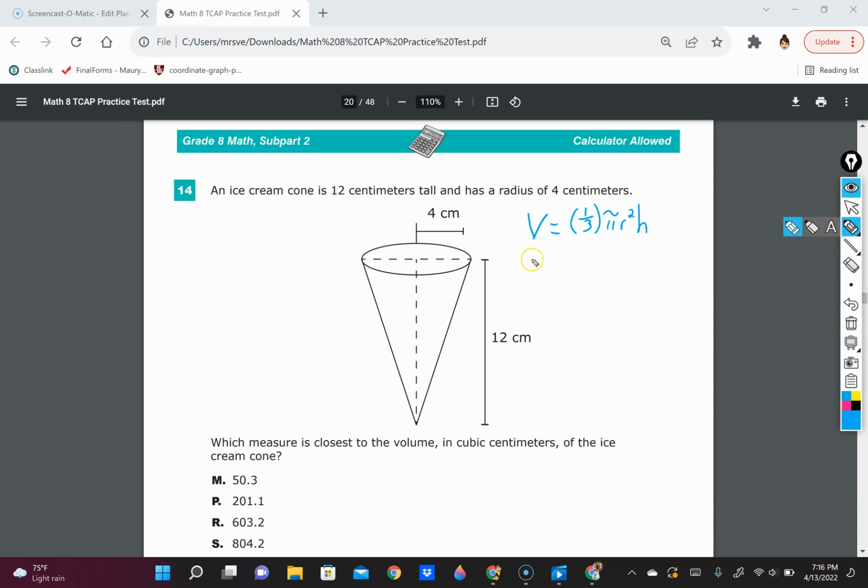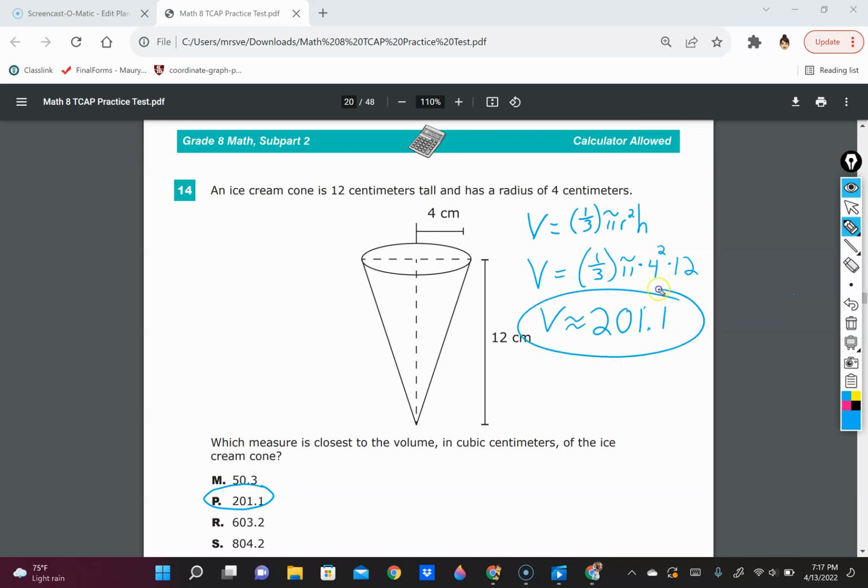The radius is 4. So we're going to put 4 in for the radius and raise it to the second power. The height is 12. Plug all this in your calculator. I recommend using parentheses for your fraction. And you should get 201.1 as your volume.